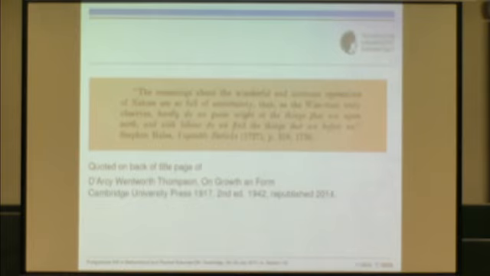And I was looking at D'Arcy Thompson's On Growth and Form, and on the back of the title page, so page 3 or something, he quoted Stephen Hales from 1722: The reasoning about the wonderful and intricate operations of nature are so full of uncertainty that, as Weismann truly observes, hardly do we guess right at the things that are upon earth, and with labor do we find the things that are before us. So even in 1700 they were thinking about uncertainty, and there's a connection to Cambridge. D'Arcy Thompson published with Cambridge University Press in 1917. Then there was a revised second version, and it was just republished in 2014, I learned yesterday. So thank you very much.